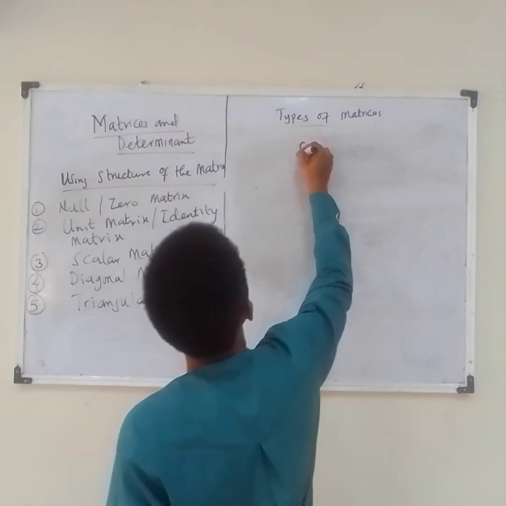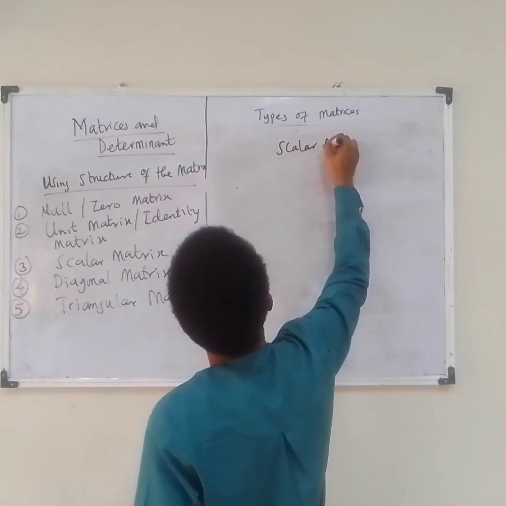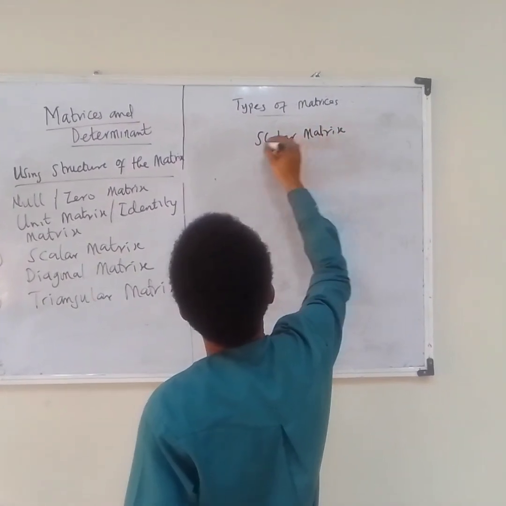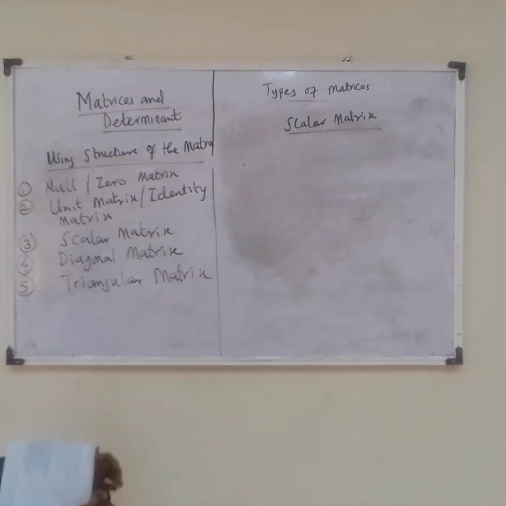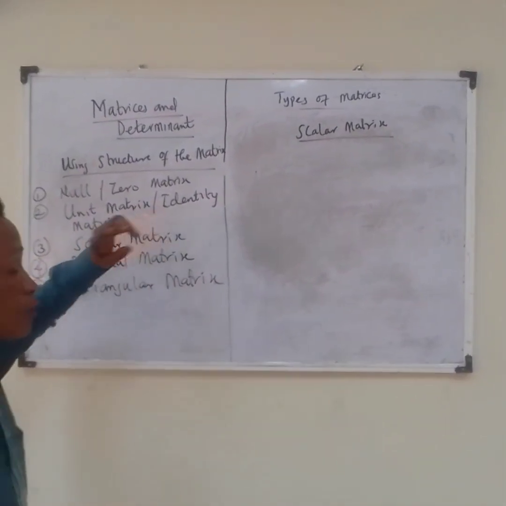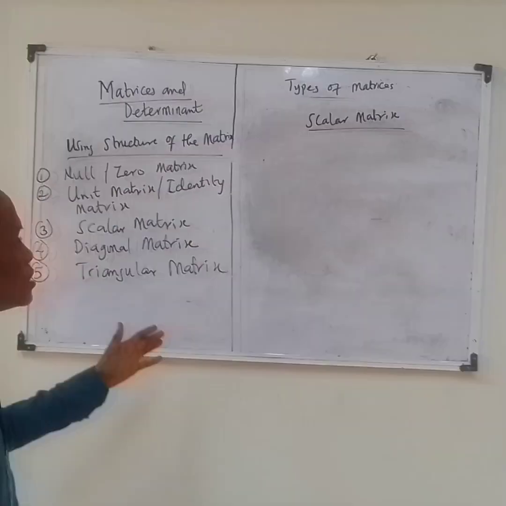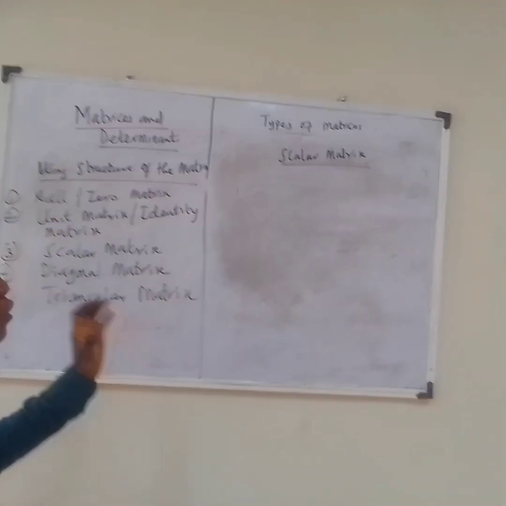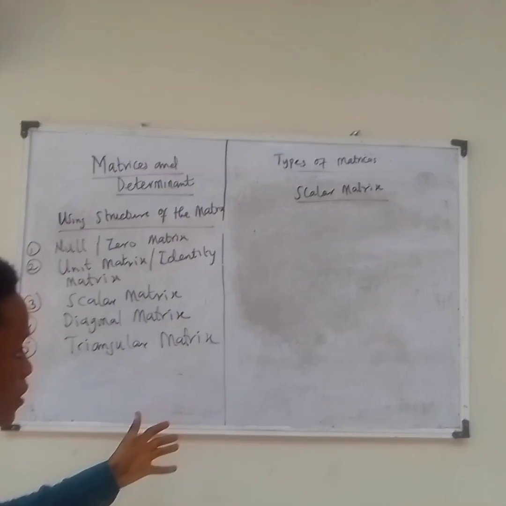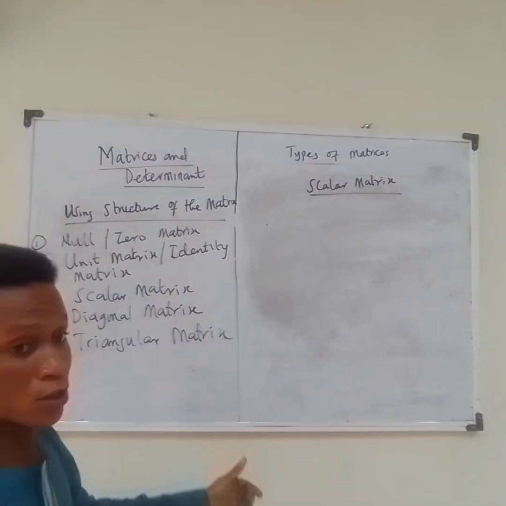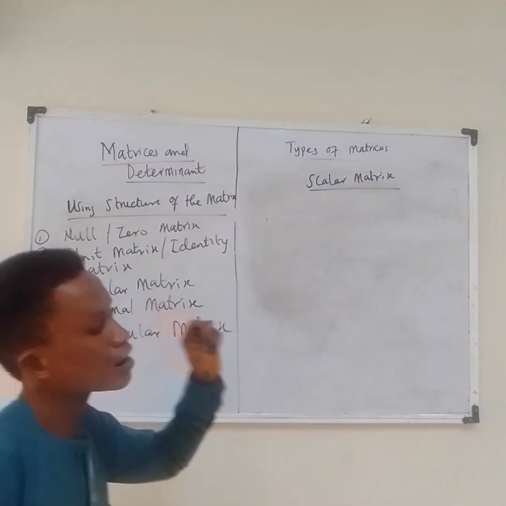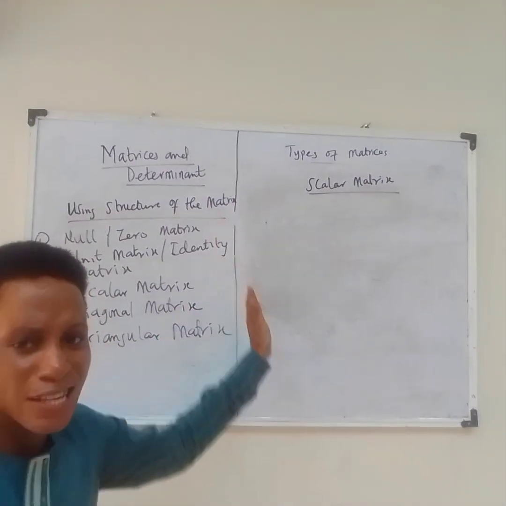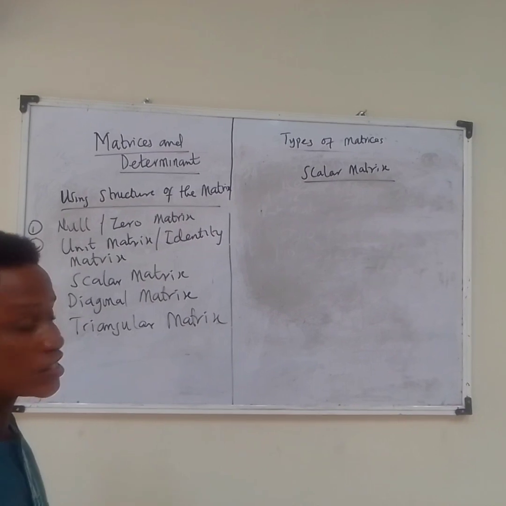So then the next one we have scalar matrix. Scalar matrix is also a form of, it looks like an identity matrix, but what we have in the leading diagonal is not 1. Hope you get that. What we have in the leading diagonal is not 1, but it can be any other value, but the value that must be there must be the same all through.